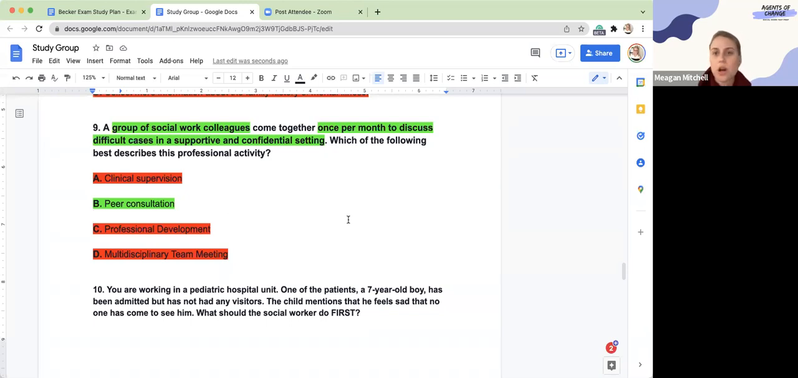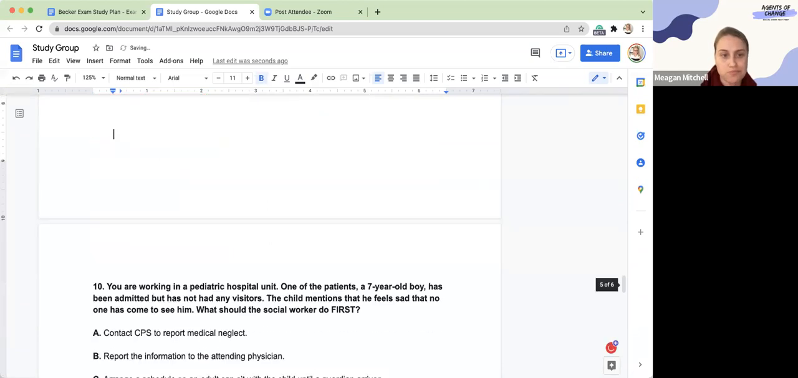It's not a place where you go and gossip, right? There has to be purpose to your group and it has to be productive. So that is peer consultation. Very, very great thing if you are able to be part of a peer consult group.